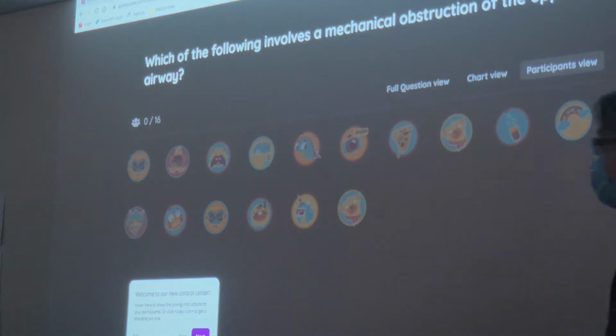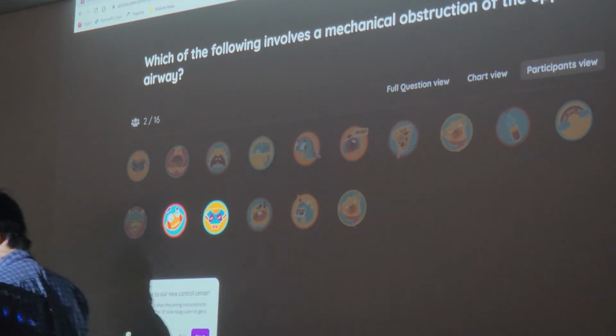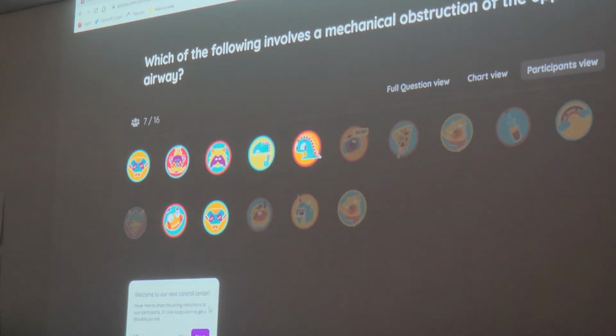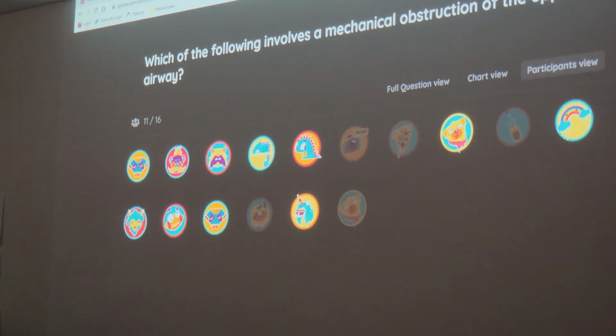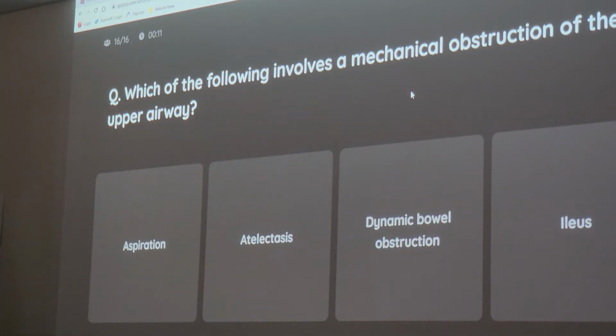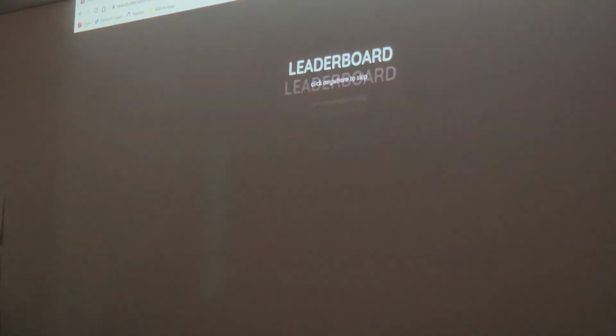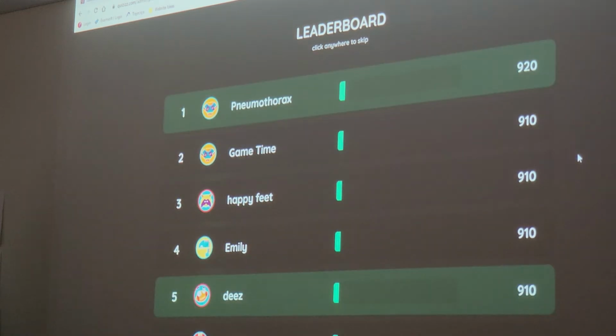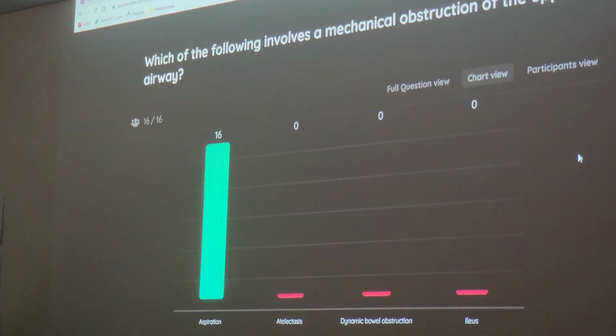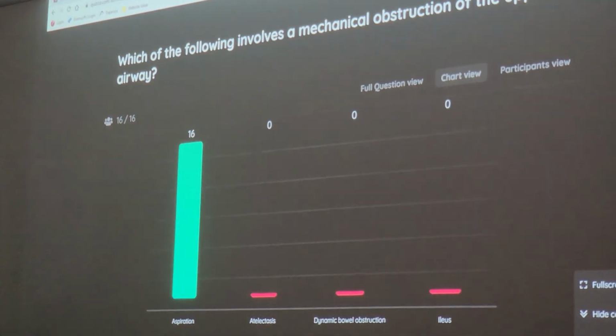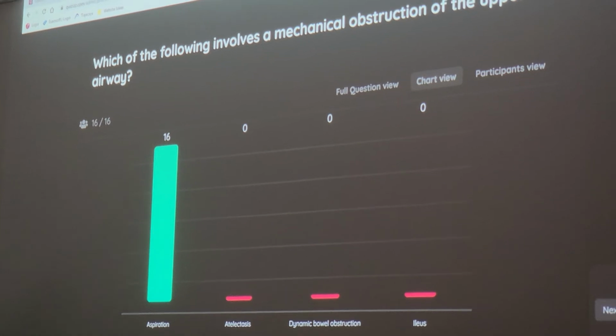Which of the following involves a mechanical obstruction of the upper airway? Aspiration. All right. Very good. Great job. Everyone got that? Very good. It might be the only one. So proud. It might be the only one.